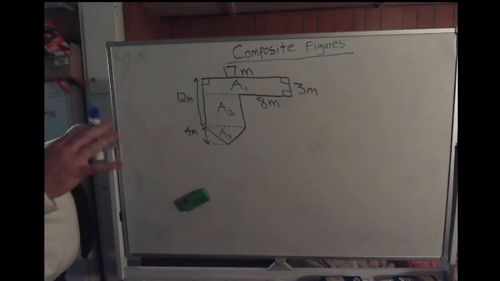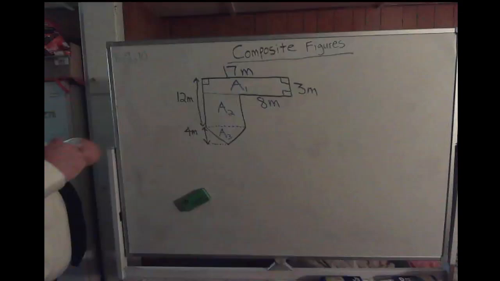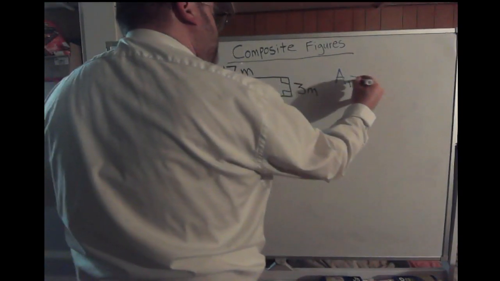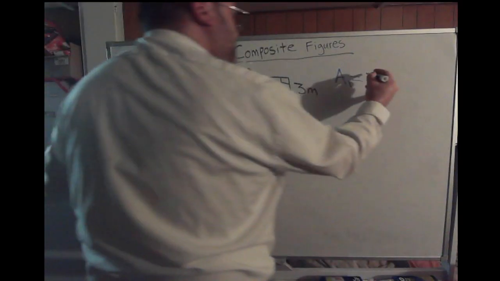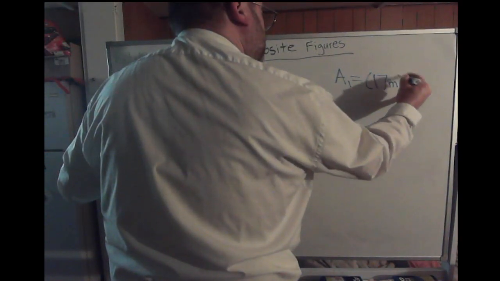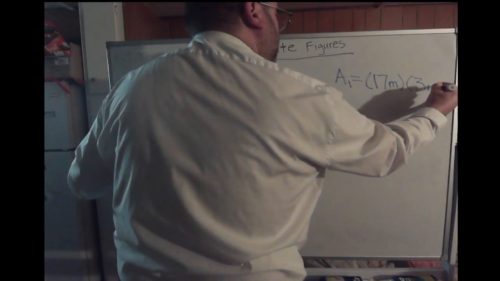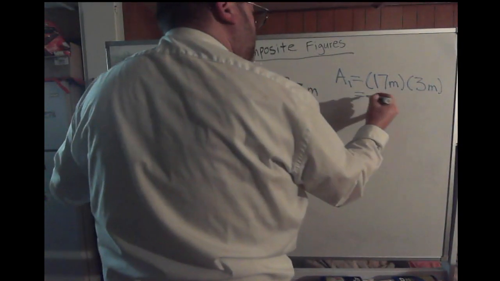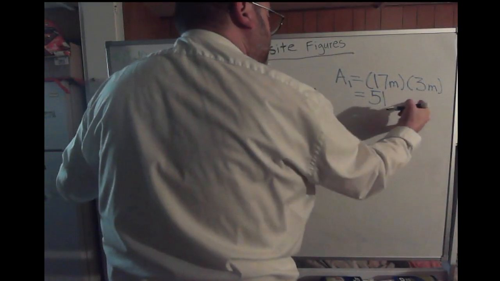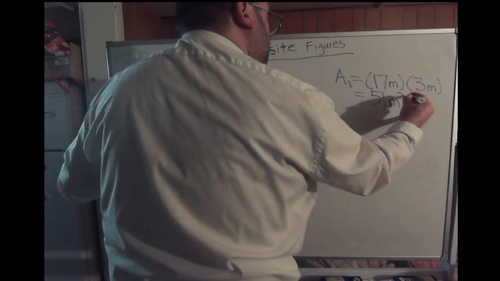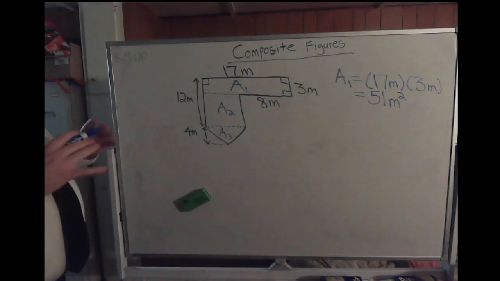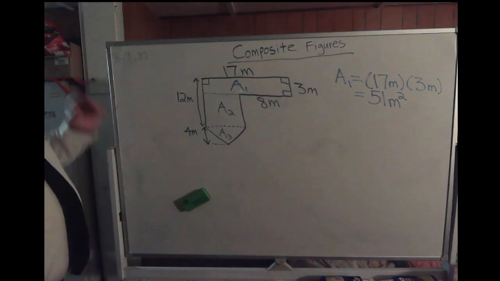Alright, let's just focus on the first area real quick. The first area, it's a simple length times width, which would be 17 meters times the 3 meters, which means 17 times 3, that's 51. Meters times meters, that's square meters. So the area of this top rectangle is 51 square meters. That much we got settled.